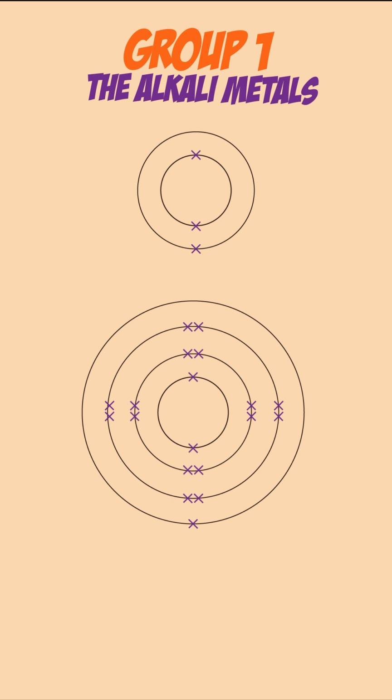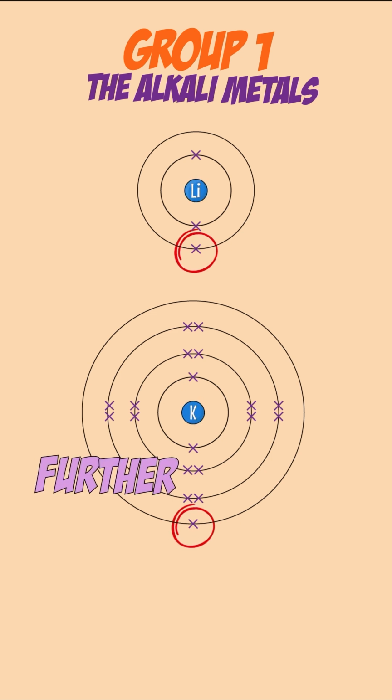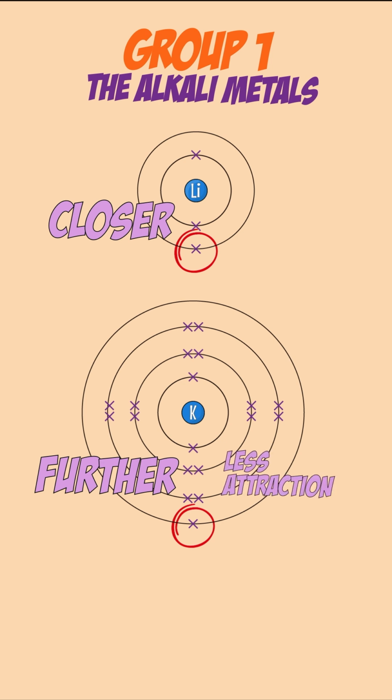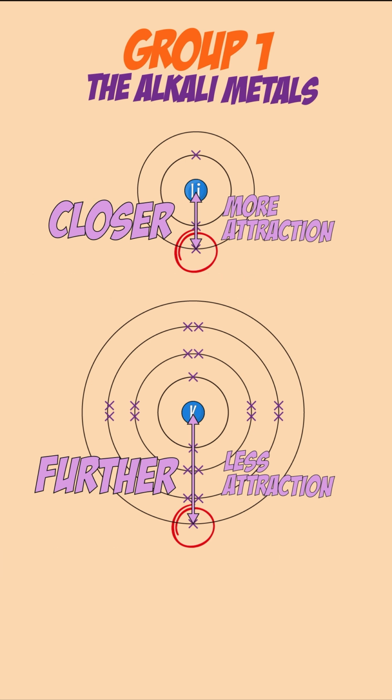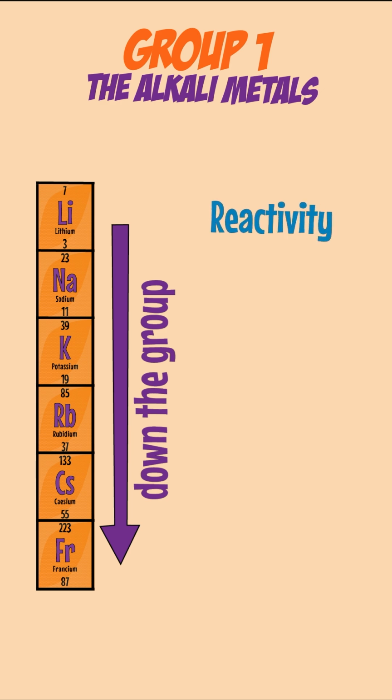This is because as you go down the group, the atom gets bigger, which means the outer electrons get further from the nucleus. The further the outer electron is from the nucleus, the less attraction there is between the positively charged nucleus and the negatively charged electrons. So this means it's easier to remove the outer electron. And in order for a group 1 element to react, it needs to lose that outer electron. So if it does become easier to remove as you go down the group, it means the reactivity of the group 1 element increases as you go down the group.